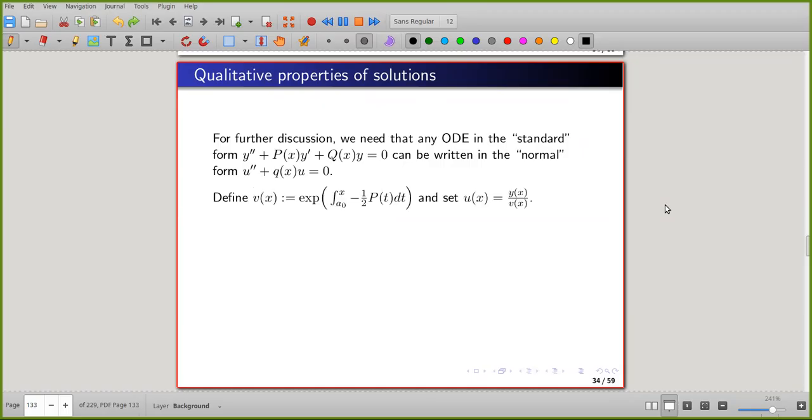We define v of x to be the exponential of the integral from a0 to x of minus half p of t dt, where a0 is some point inside a comma b. And we set u of x equal to y of x by v of x, where y of x is a solution of this equation.